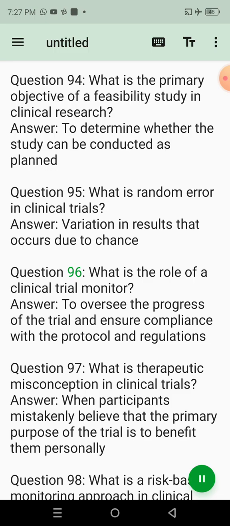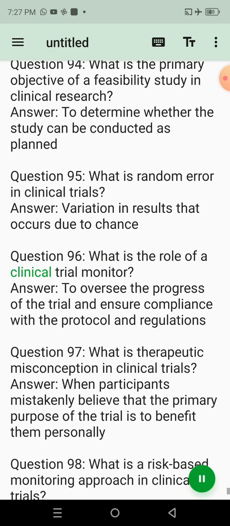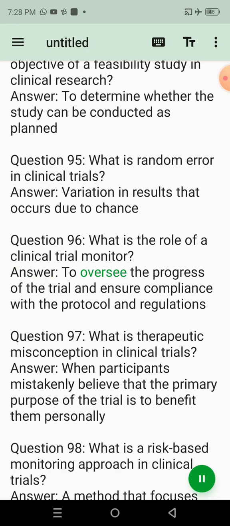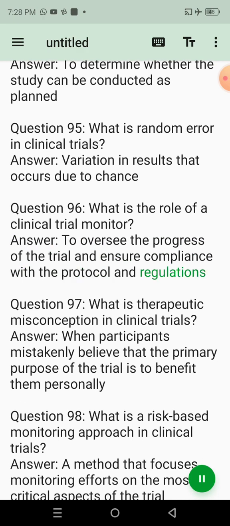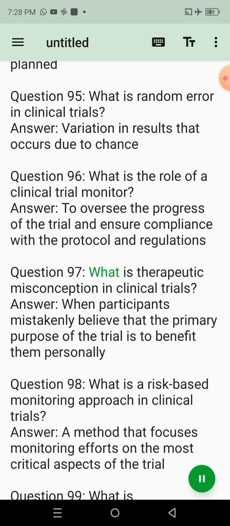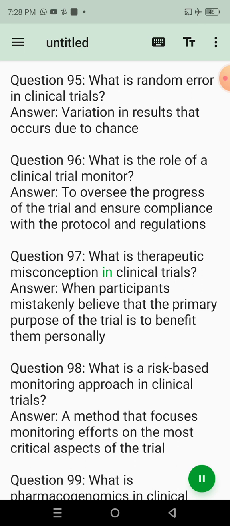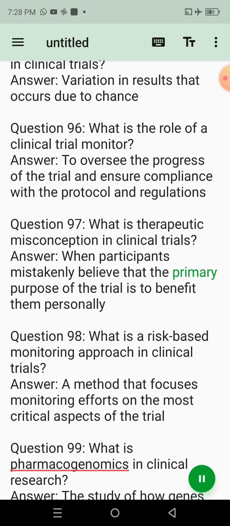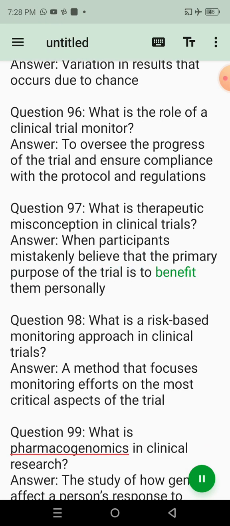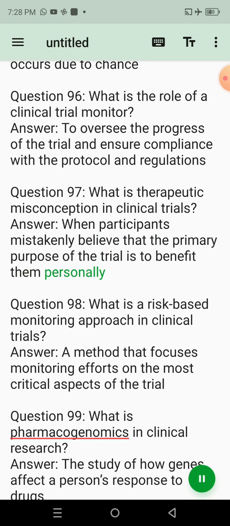Question 96. What is the role of a clinical trial monitor? Answer: to oversee the progress of the trial and ensure compliance with the protocol and regulations. Question 97. What is therapeutic misconception in clinical trials? Answer: when participants mistakenly believe that the primary purpose of the trial is to benefit them personally.